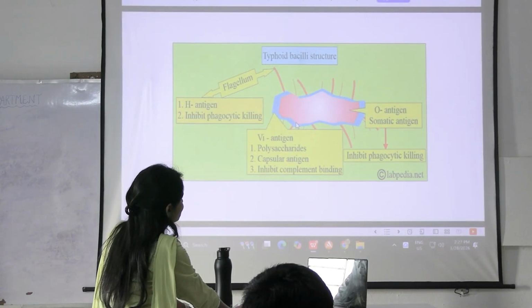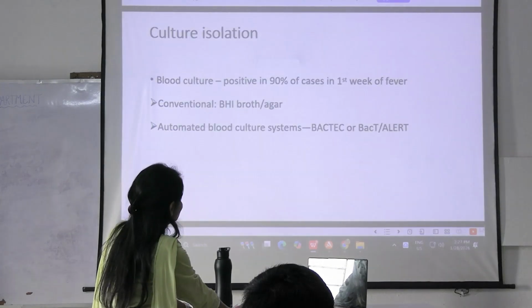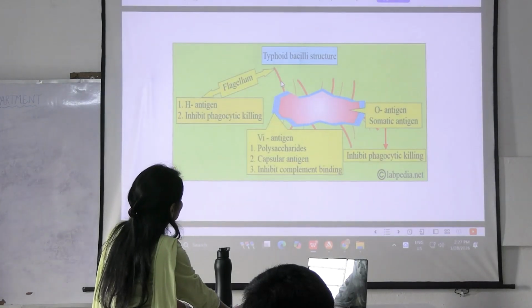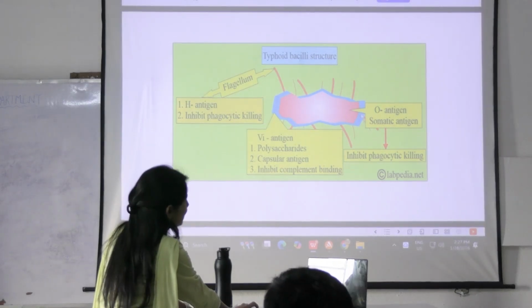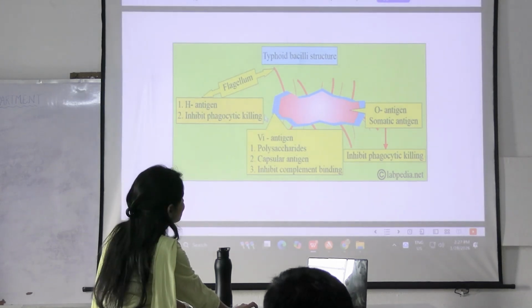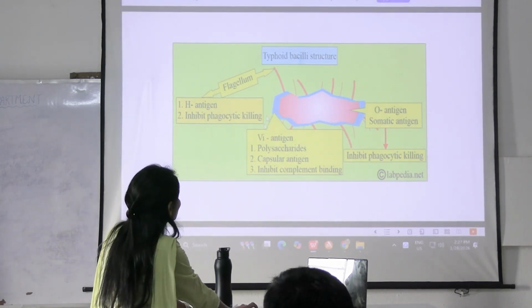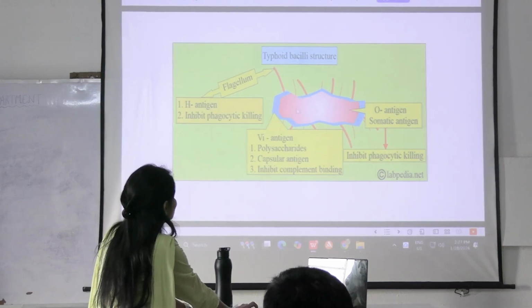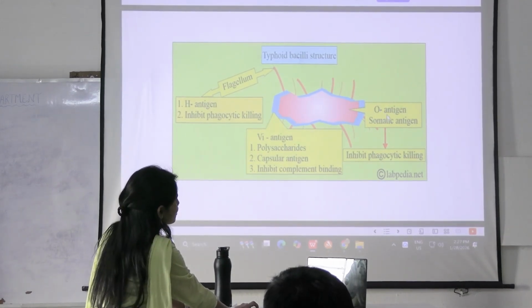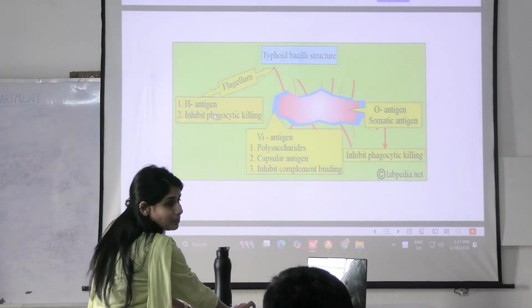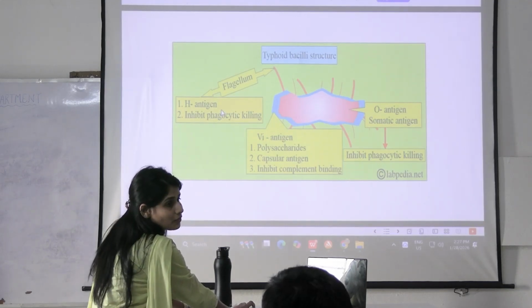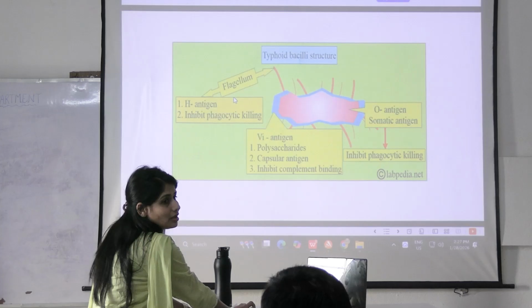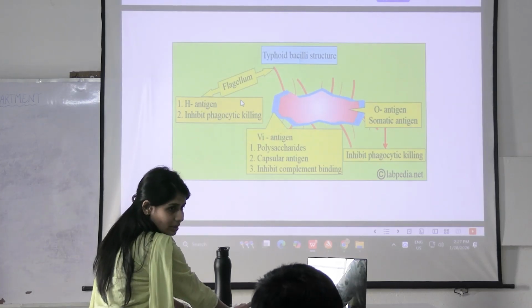Suppose this is the bacterium. What is this thing here? This is the flagellum. So it has peritrichous flagella surrounding the whole cell surface, right? So this bacillus has three important antigens: the O antigen, which is the somatic antigen, then the flagellar antigen, and the Vi antigen. Out of these three, the O and H antigens are used for antibody detection in the patient through the Widal test. Okay?